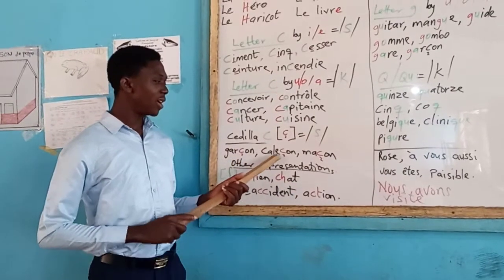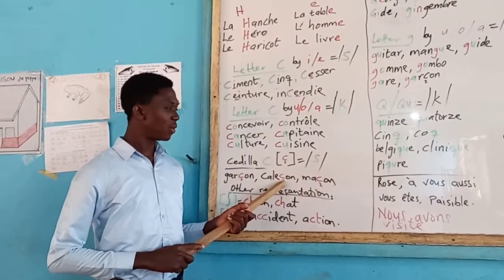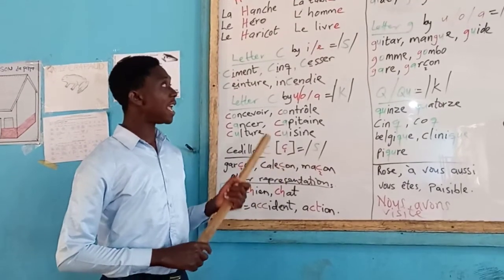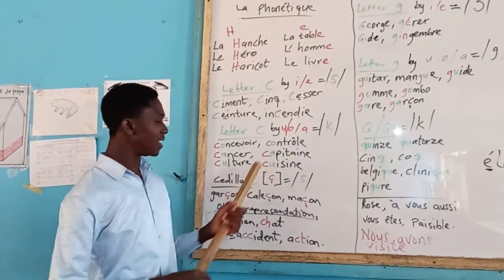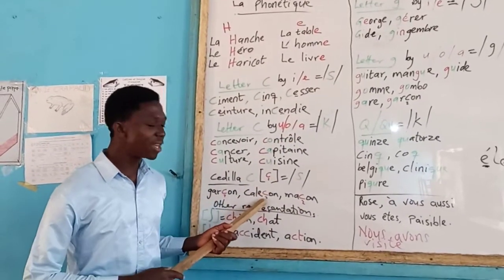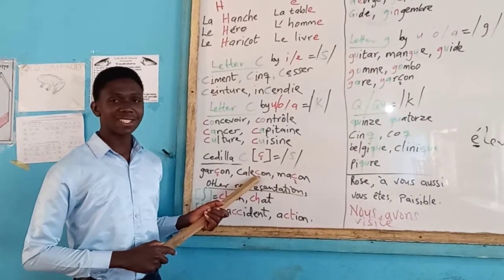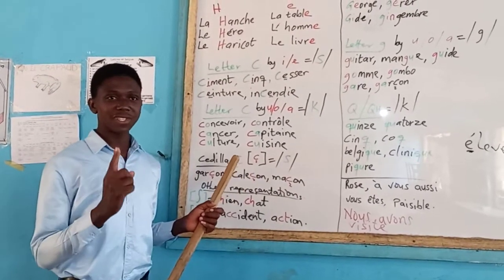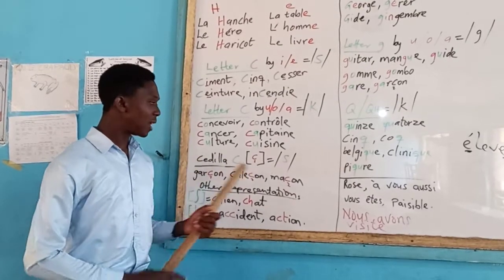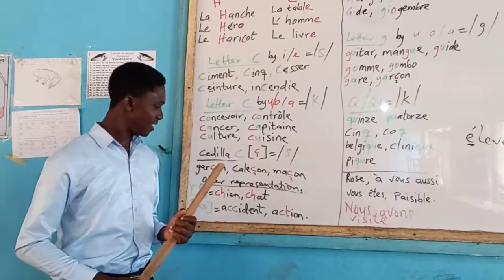Le garçon. Now we have what? Le caleçon. Le caleçon. Because earlier we said that when the C is followed by O, U, A, it is K. So that is why they bring the cedilla, the cedilla accent there, so that it will soften the C to be S, so that it will not be K. Now, can you try pronouncing this one? Yes, that is correct.